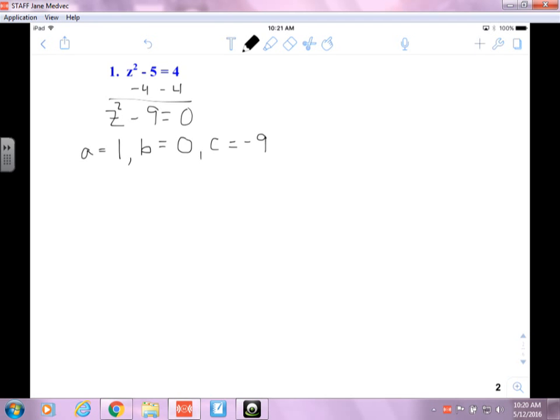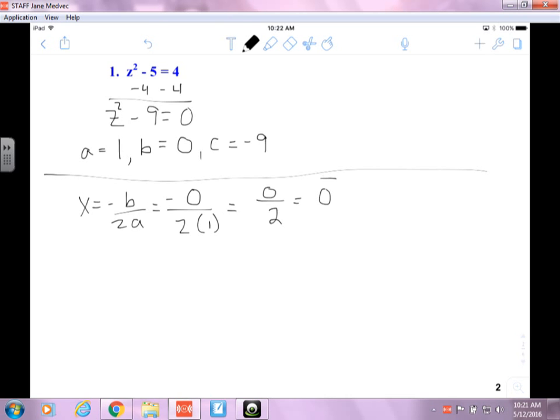Z equals negative what? Okay, z just happens to be the variable of the function. I am finding the vertex, but it's the x of the vertex. So I am still going to go x equals negative b over 2a, because I'm finding the x of the vertex. So I'm going to go negative 0 over 2 times 1. Remember doing that? Okay, so I end up with 0 over 2, which is 0. What did I just find? The x of my vertex.